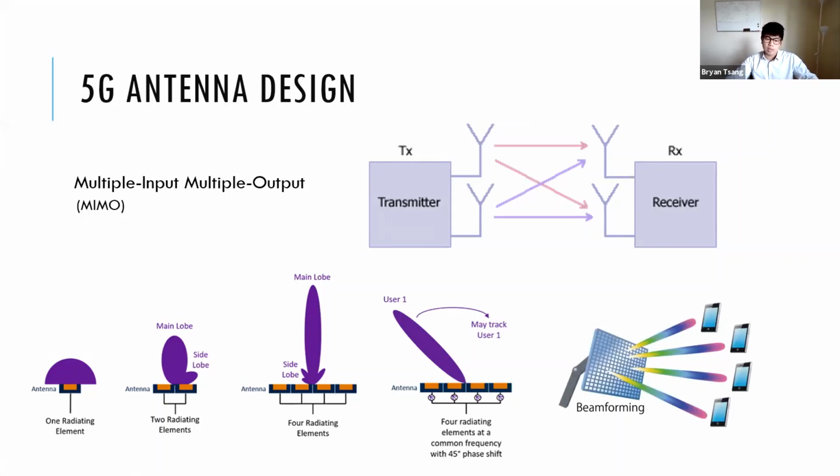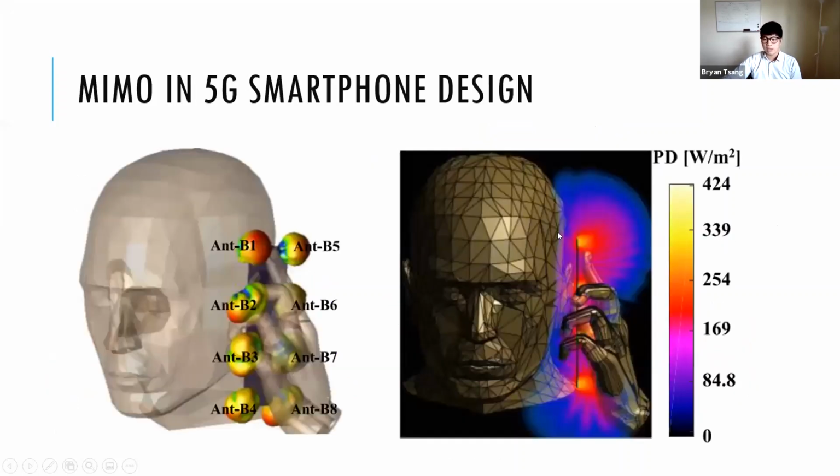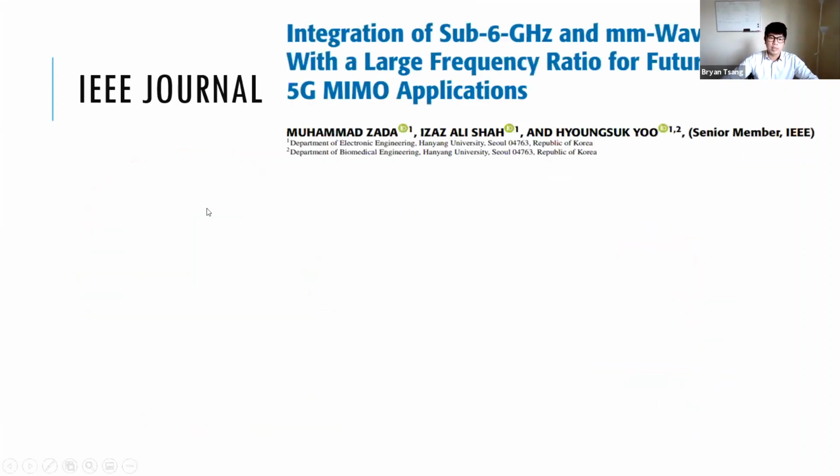But MIMO isn't exclusive to the 5G towers. You can also do it with your cell phone antennas. And that's what the hype is for the smartphone design. Most of these 5G smartphones have at least 8 antenna elements. So if I were to cover up some of the antennas on my phone with my hand, there are still other antenna elements radiating. So that's pretty cool, which leads me to my IEEE journal paper's design.